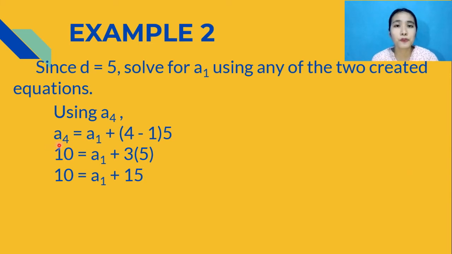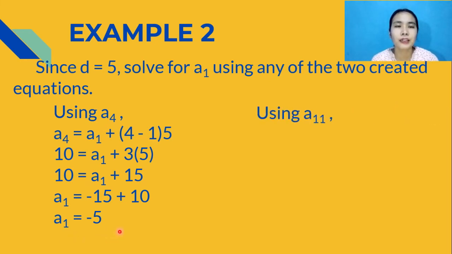And then our a sub 4 in the given is equal to 10. Therefore, we have 10 equals a sub 1 plus 15. And then to find a sub 1, we apply the addition property of equality, or APE. We add to both sides negative 15. So a sub 1 plus 15 plus negative 15, the 15 will be cancelled. And then 10 plus negative 15 will have negative 15 plus 10. Negative 15 plus 10 is equal to negative 5. So using a sub 4, our a sub 1 is equal to negative 5.